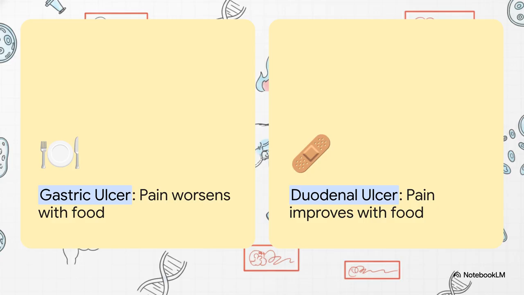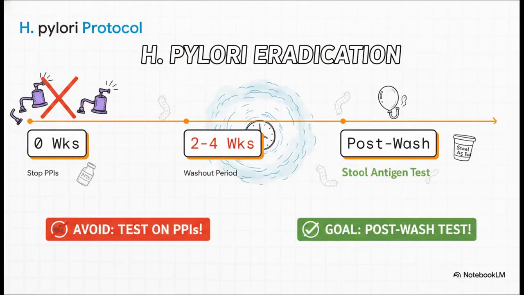They're overwhelmingly driven by H. pylori infections or NSAID use, and they carry a very low malignant risk. So the crucial point here is exactly how you test for that H. pylori eradication. You can't just test the patient while they're on their medication. You've got to enforce a strict timeline. At week 0, you completely stop all proton pump inhibitors. You then require a mandatory 2 to 4 week washout period. It's only post-washout that you can accurately perform a urea breath test or a stool antigen test.